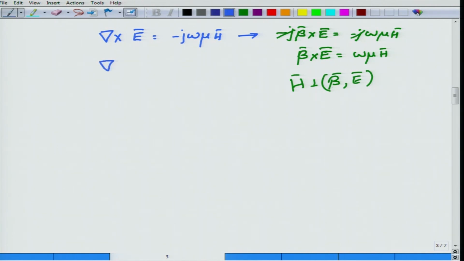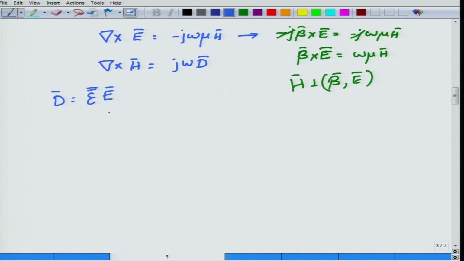Let us look at the second Maxwell's equation. So I have del cross H is equal to j omega D. I purposefully did not write this as epsilon E because we no longer have a scalar value of epsilon to say that D and E are parallel to each other. In fact, D and E are not parallel to each other, okay, because you see D is related to E in the form of a tensor now.